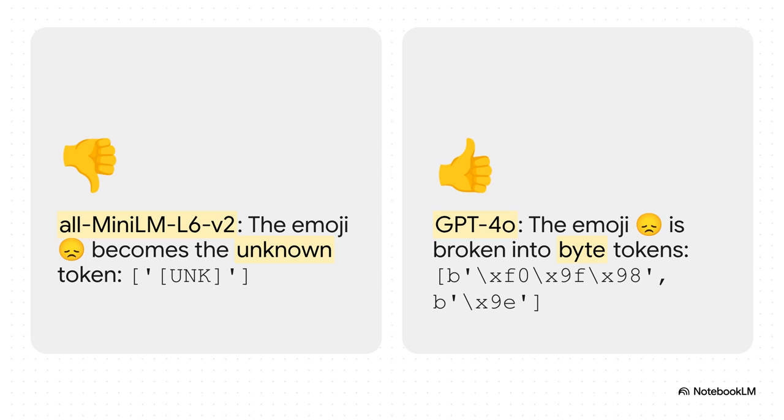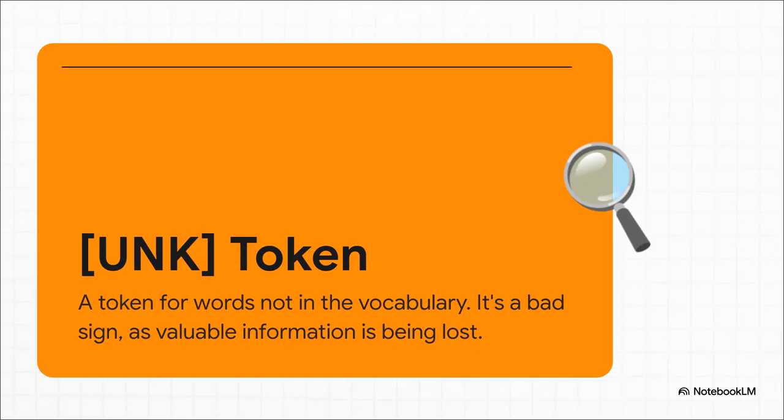Now, the second model, GPT-4o, is a little smarter. It breaks the emoji down into its raw computer code, its bytes. It's better than nothing, I guess, but the AI isn't seeing sad. It's seeing a string of weird numbers and letters. Yeah, that token is basically a black hole for information. It's the tokenizer officially giving up.